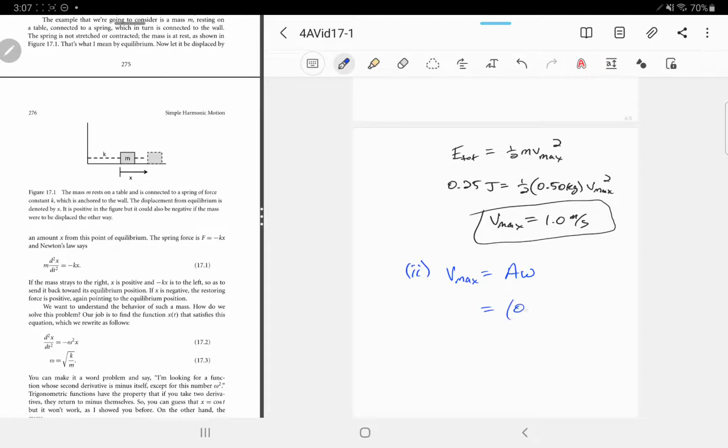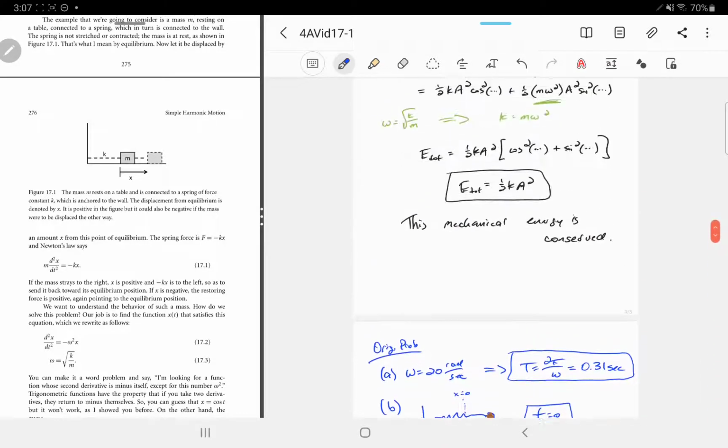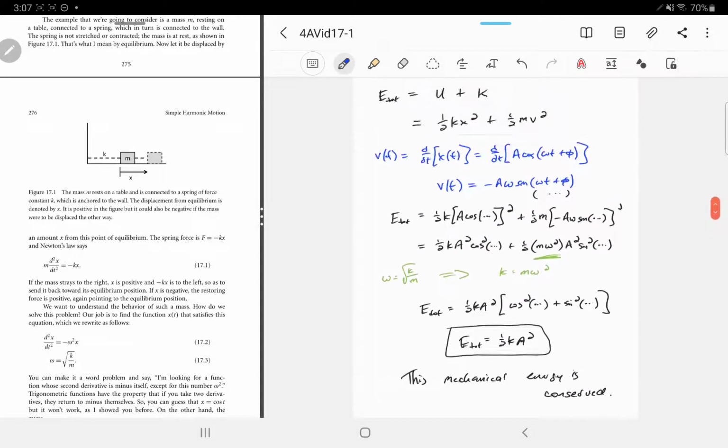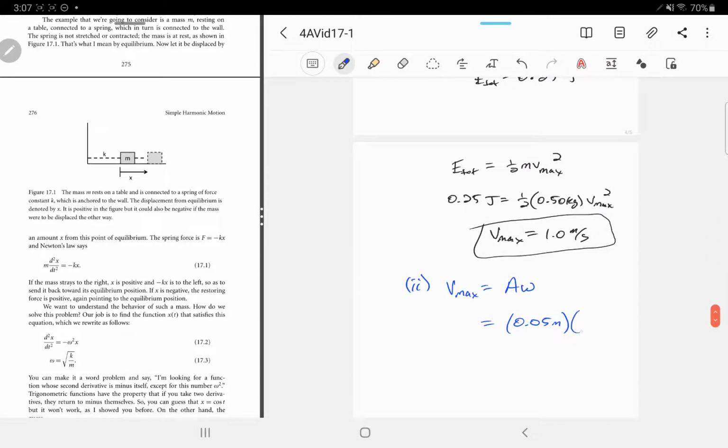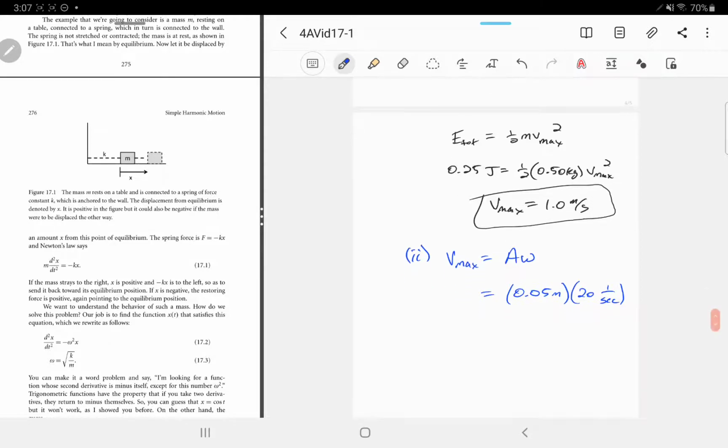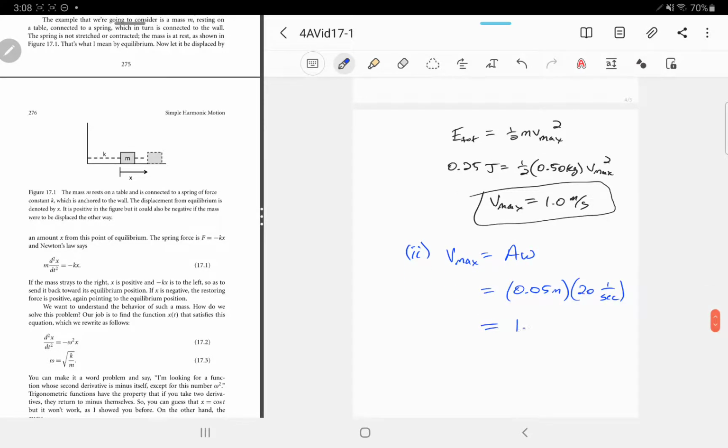And if we look at 0.05 meters, remember the amplitude was 5 centimeters, and our omega was, do we have it for this problem? 20 radians per second. Looks like 1/20th times 20 is 1. This is 1.0 meter per second.